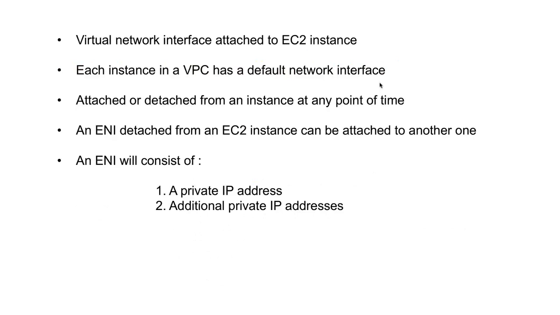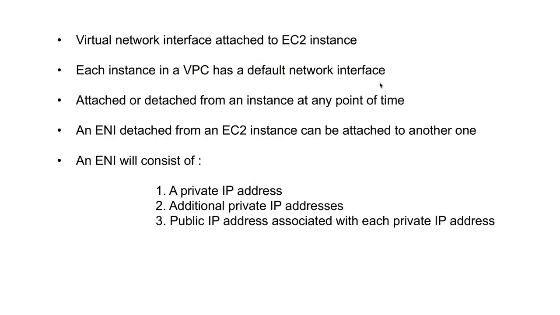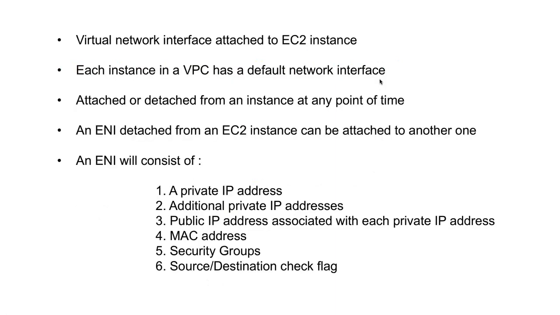An ENI consists of a private IP address, additional private IP addresses, a public IP address associated with each private IP address, a MAC address, security groups, and the source and the destination check flag. So these are the properties that get associated with any one of your network interfaces.